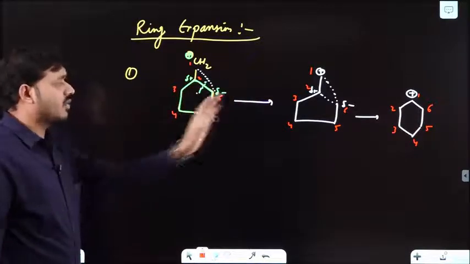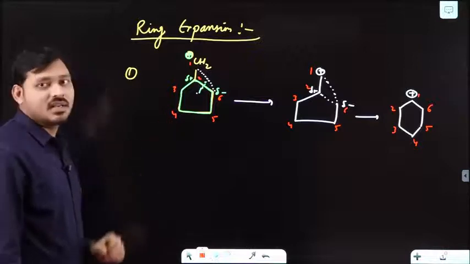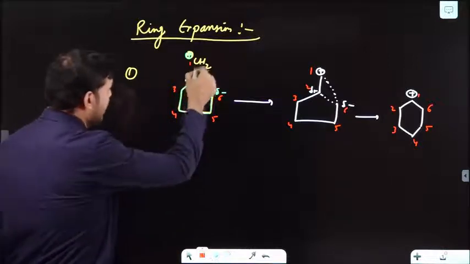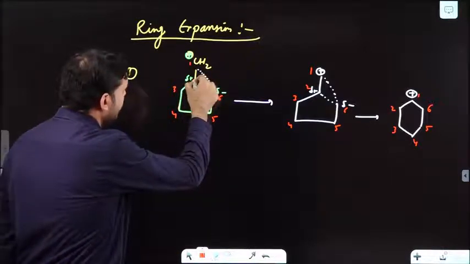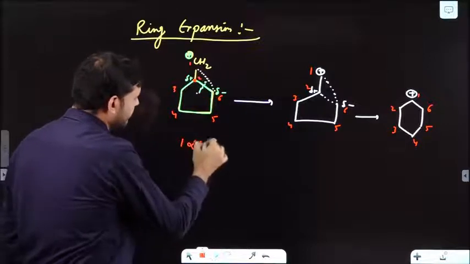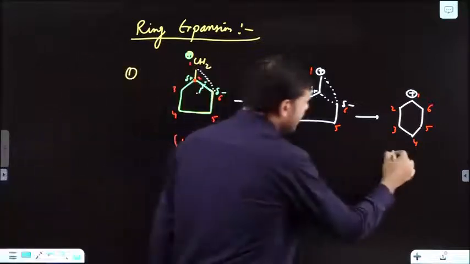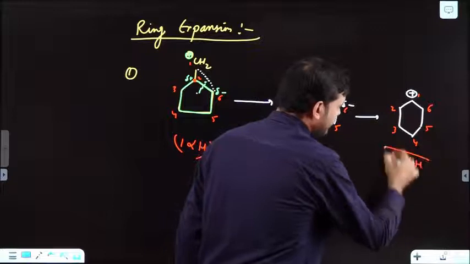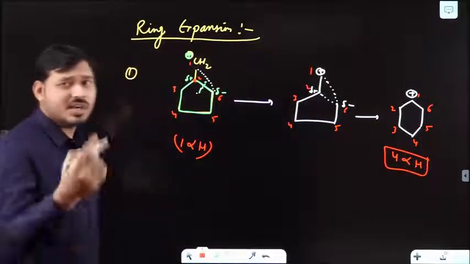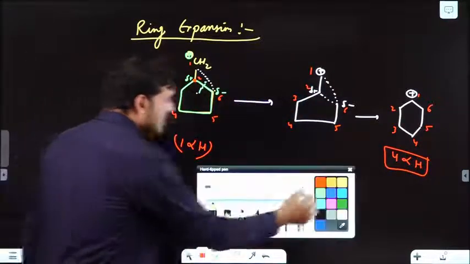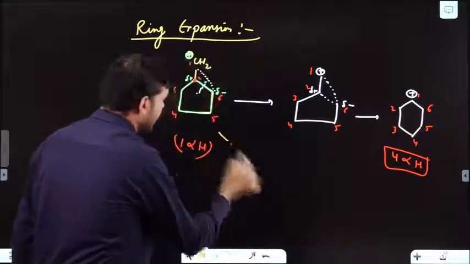that the stability of carbocation has increased. Clear? You can check here, it is having 4 alpha H, okay? Now the question arises in your mind, sir, there is one more possibility in the given question.